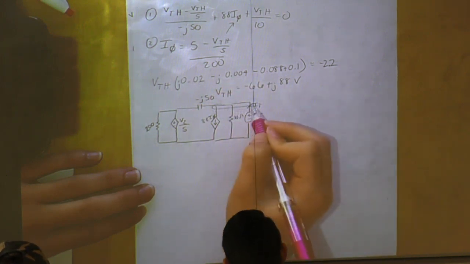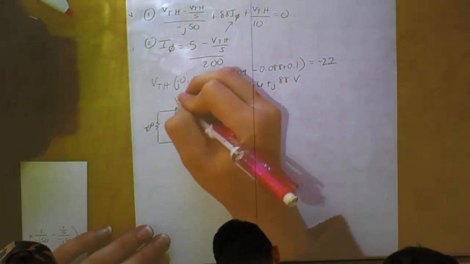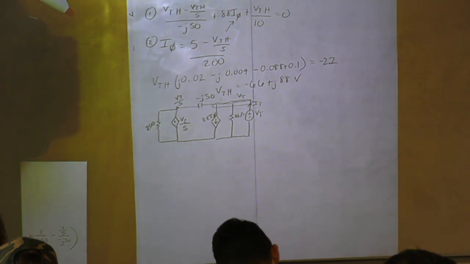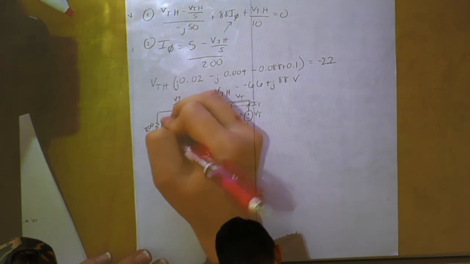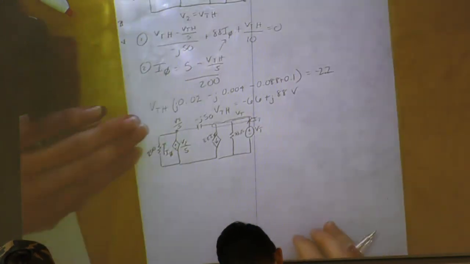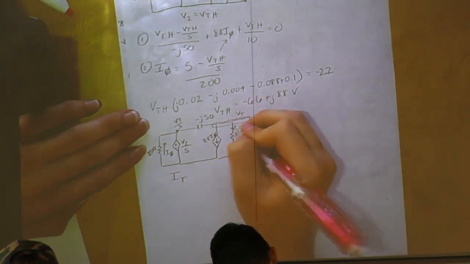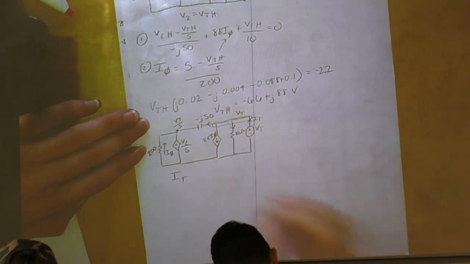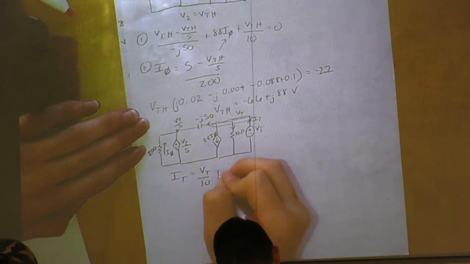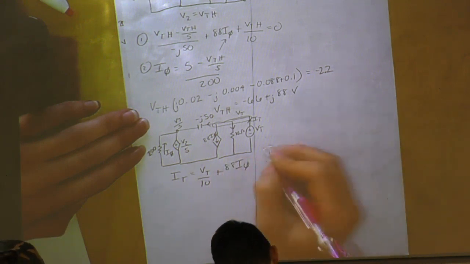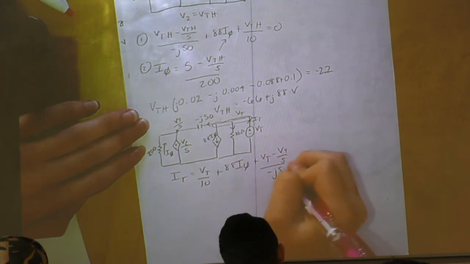So this is, again, all of VT. This is VT over 5. We can just do KCLs again. This is our IT. So for our IT, what's going in is equal to what's leaving. IT is equal to VT over 10 plus 88 I phi plus VT minus VT over 5 all over negative J50.